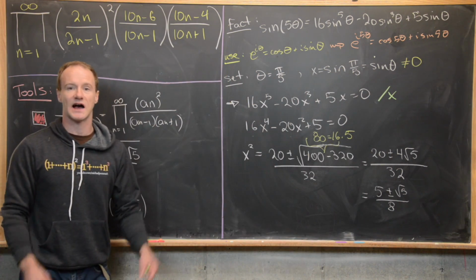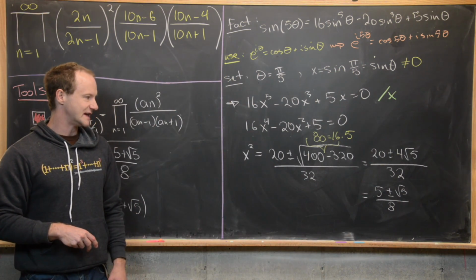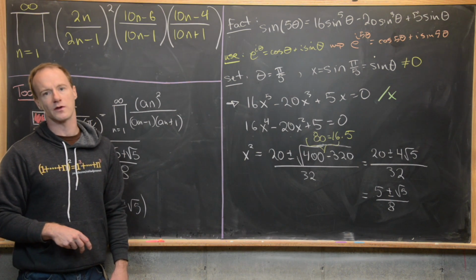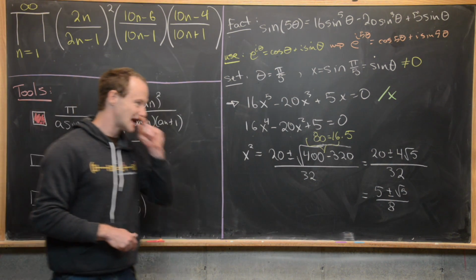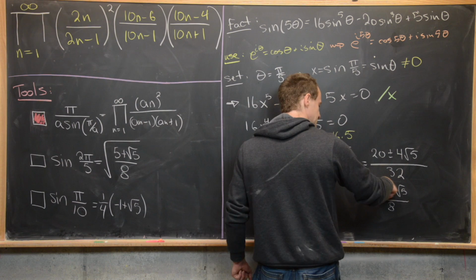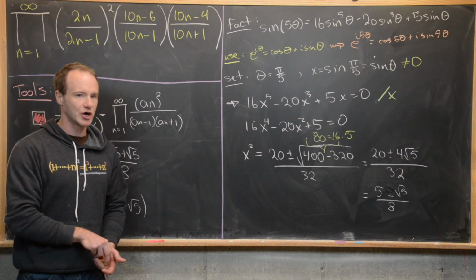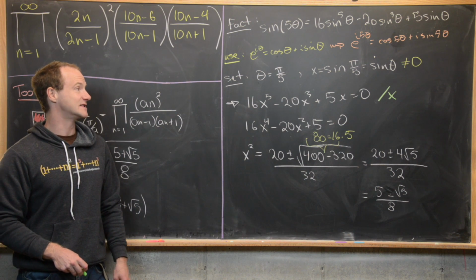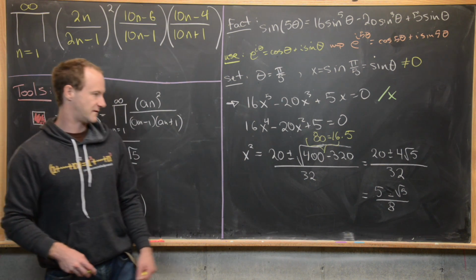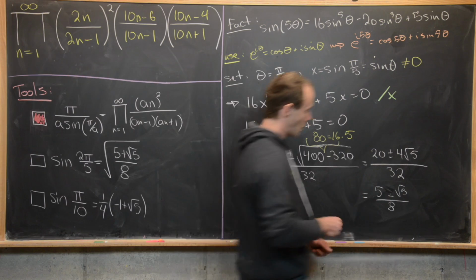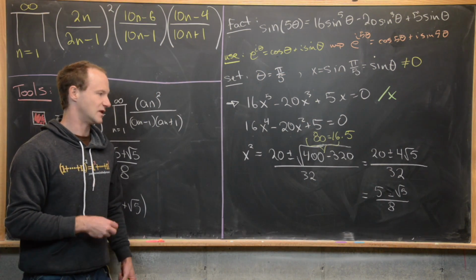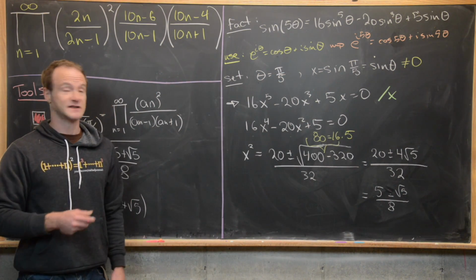Now we have to decide, to achieve our goal, do we need to take the positive sign or the negative sign? And I'm going to say that you have to take the minus sign. And you can see that by arguing something about the size of sine of pi over 5. So maybe comment why you have to take the minus sign and not the plus sign, and we'll see that.